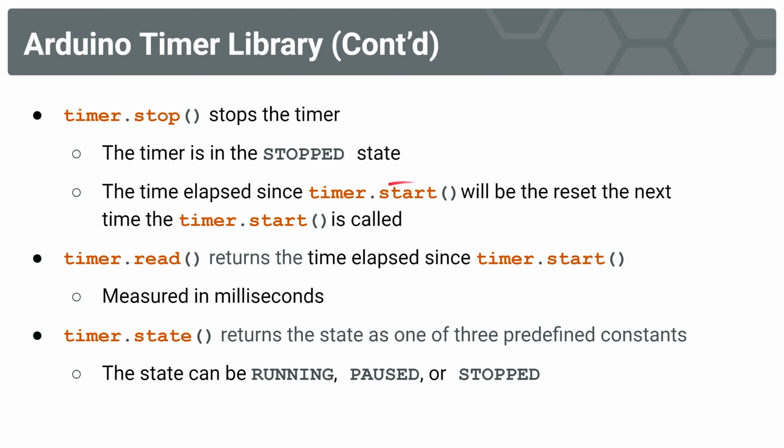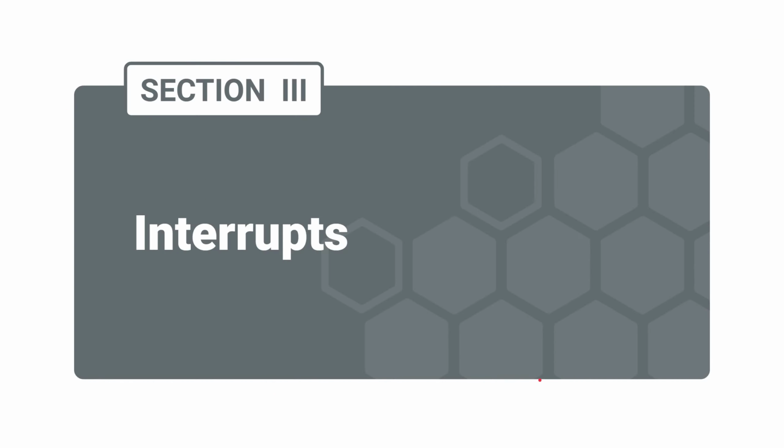But before you do so, you probably want to read the time elapsed. And so you'll call timer.read. And that again will return the time elapsed overall in milliseconds. And if you wanted to check the state of the timer as you're using the other functions, you can call timer.state. It'll return one of 3 constants: running, paused, or stopped. And that's it. Super simple.